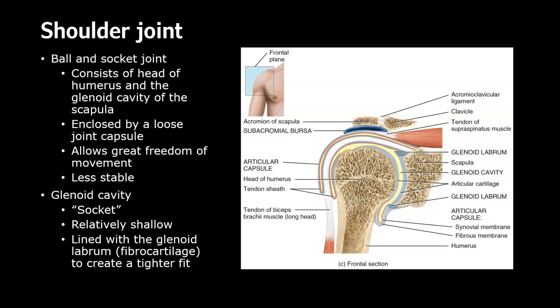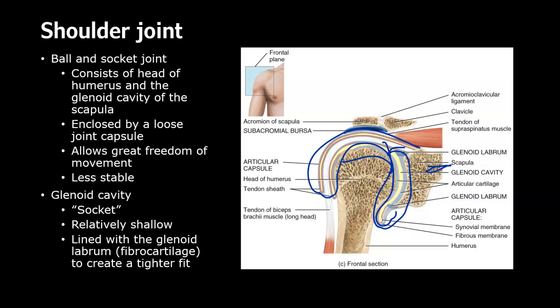Now with the shoulder joint, it's a ball and socket joint. It's going to consist of the head of the humerus and the glenoid cavity of the scapula. Let's go into this. So here's the head of your humerus, and here's that glenoid cavity that they're talking about with the scapula. So here's your scapula here. And so with that, it's going to enclose this by a loose joint capsule. And so we see this, it's going to go around and enclose that humerus there.